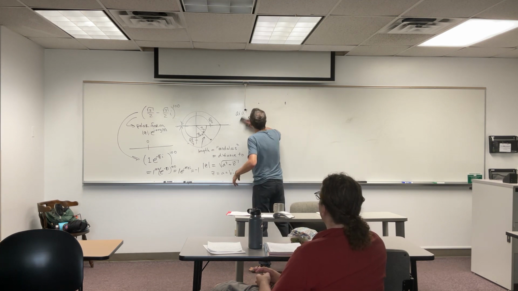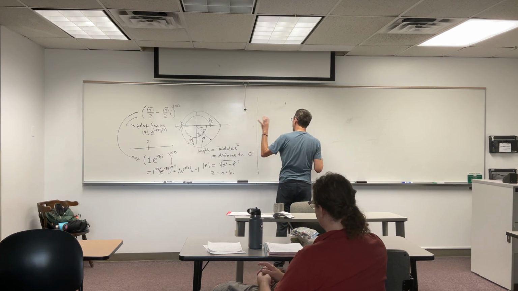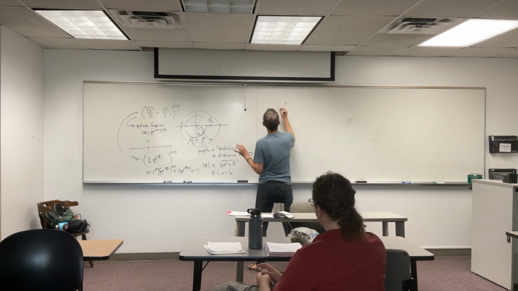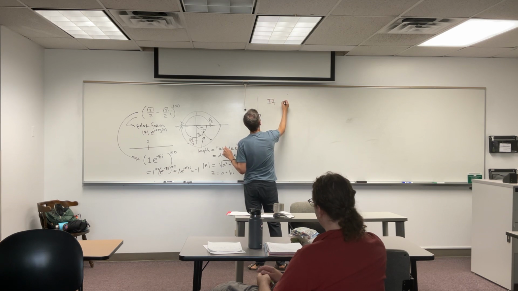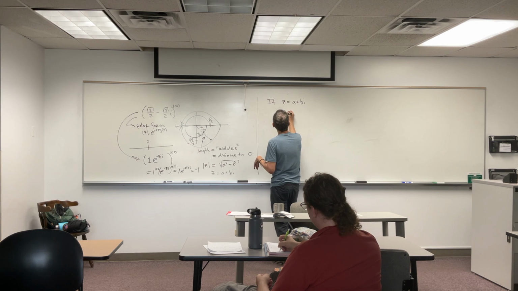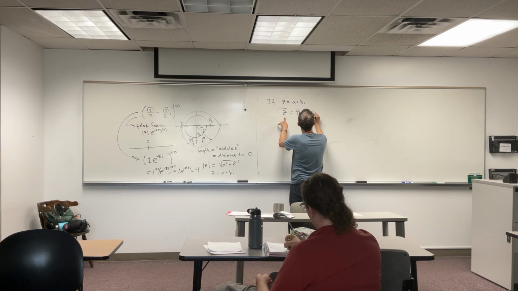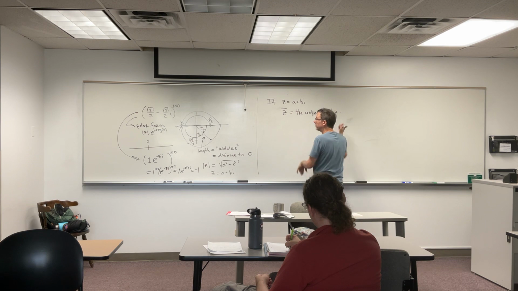All right. So let's talk about division. But before we talk about division, I want to talk about one other thing we can do with complex numbers that we can't do with real numbers. If z is a plus bi, then z with a bar over it equals the conjugate of z, and that's just a minus bi.